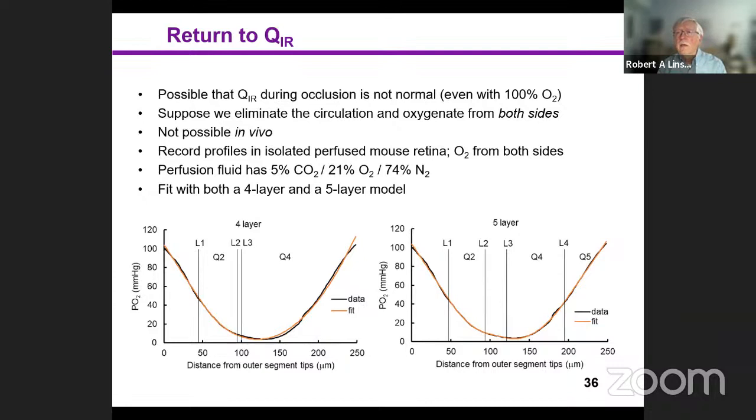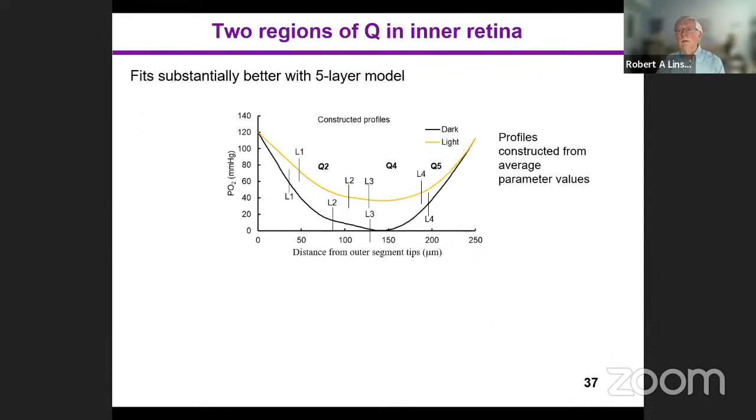And then we can see what happens when we try to fit these profiles, which have no retinal circulation, with a 4 or 5-layer model. It turns out that the fit is substantially better with a 5-layer model. This is an average set of profiles from dark and light that are reconstructed using the parameters that we have obtained from the fits. And the inner retina here is divided almost in half into a layer having Q4 and a layer having Q5. And interestingly, the consumption of the innermost layer, the one closest to the vitreous, is significantly less than Q4. And in many profiles, it's actually 0.